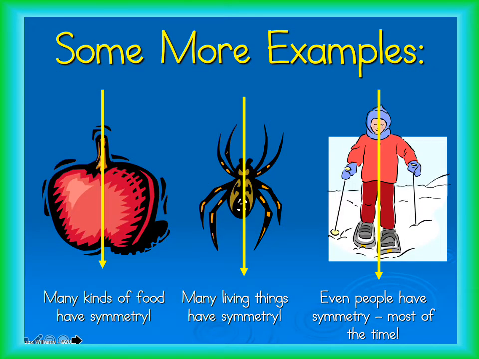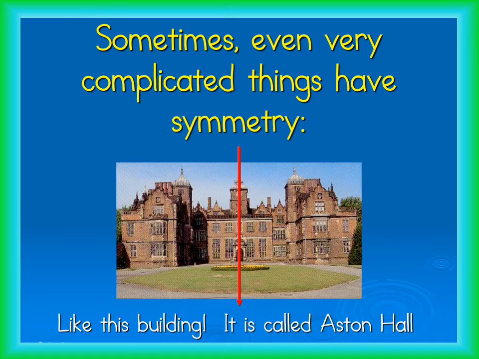Here are some more examples. Many kinds of food have symmetry. Many living things have symmetry. And even people have symmetry. Well, most of the time. Sometimes even very complicated things have symmetry. Like this building, it's called Aston Hall. Can you see the symmetry?